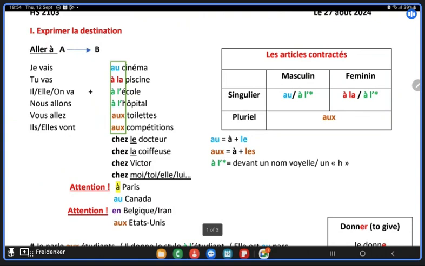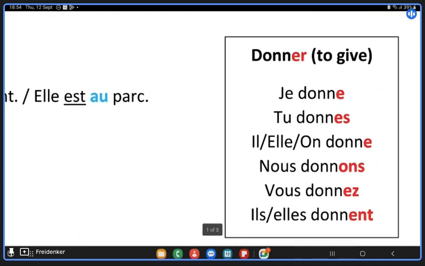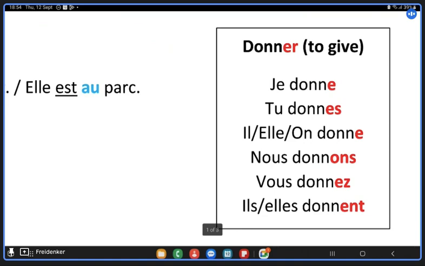So this is the information you require to express your destination, I'm going from place A to place B, whatever. Okay, you have some new conjugation here. This is donner. Donner is to give. It is not irregular. It is very much regular. It's an ER verb, so there is nothing to memorize here other than the meaning.